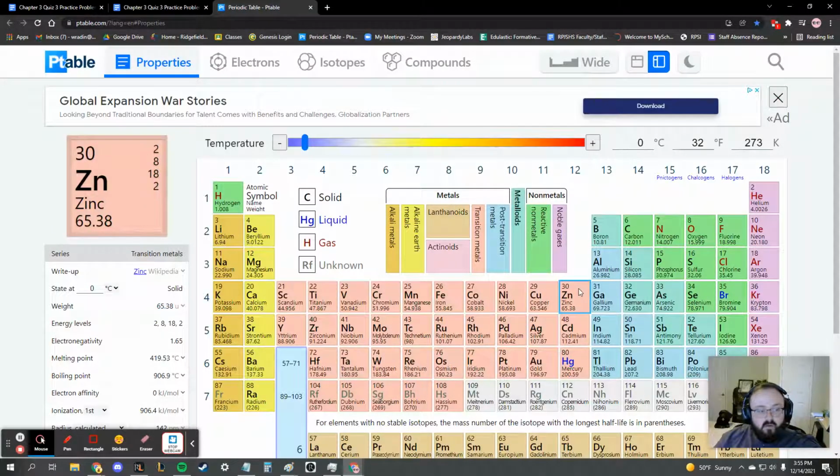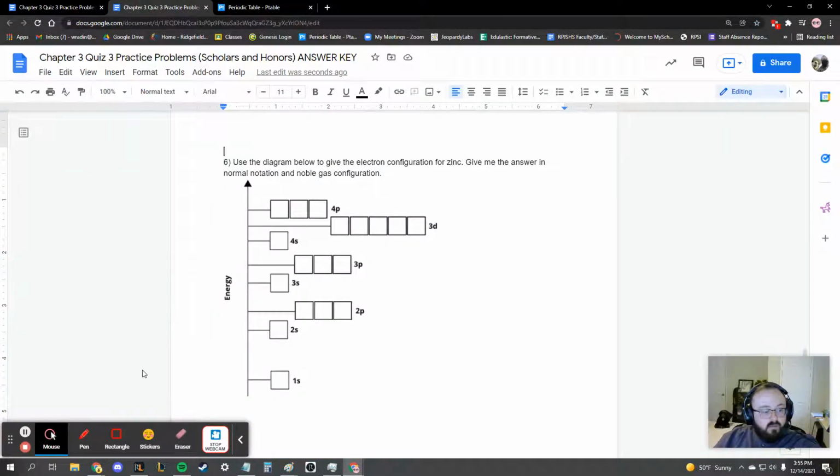Here is zinc, right here. Zinc has an atomic number of 30. That means that there are 30 protons. When there is zero charge, the amount of protons equals the amount of electrons, and we are dealing with 30 electrons. So we have 30 electrons.